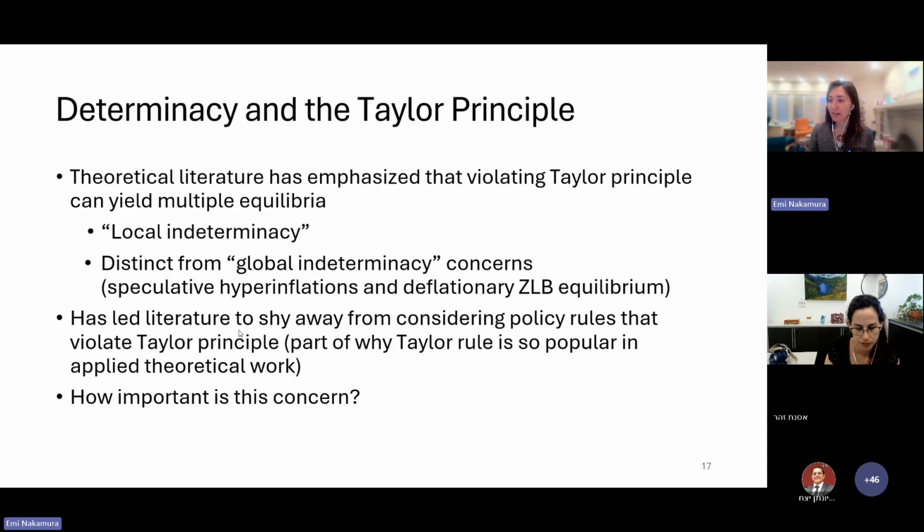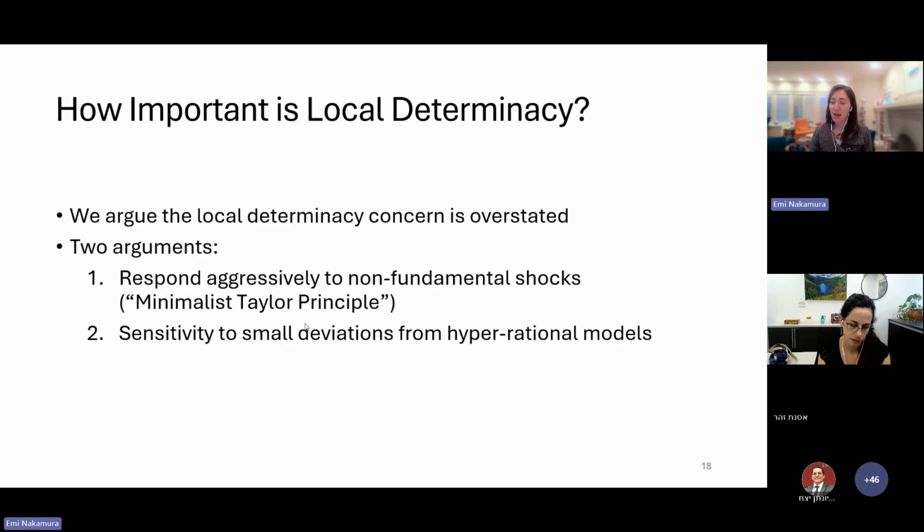So, we argue that these local indeterminacy concerns are an important part of the reason why the academic monetary economics literature has shied away from analyzing policy rules that violate the Taylor principle. Then it becomes an important question: how important are these local indeterminacy concerns from a practical standpoint? And we argue that these local indeterminacy concerns are plausibly really overstated in the academic literature relative to what we think is their appropriate level of importance. And we argue this for 2 reasons.